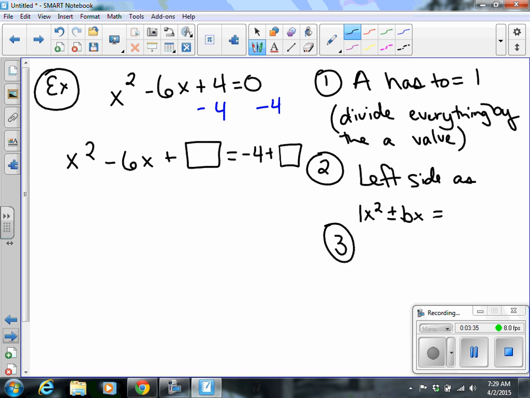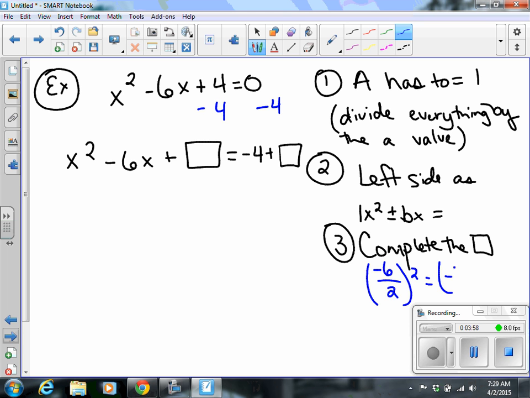Step 3 is then to complete the square. When we're completing our square, you are always adding, and whatever you do to one side, you have to do to the other. So in our case, our b is -6. So we're going to have (-6 over 2) squared. So that's really (-3) squared, which is 9. And I'm going to plug that 9 into my square spots.